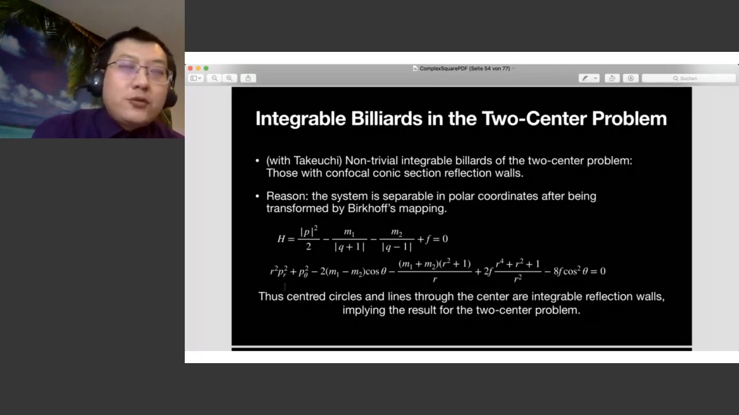Simply because if we reflect against one of these coordinates, then just p_r will be sent to minus p_r, or p_theta will be sent to minus p_theta, essentially this type of stuff. So therefore clearly these separated Hamiltonians will be preserved, and then this Birkhoff mapping will send these centered circles and lines through the center precisely to confocal conic sections. Therefore, we get our result, which is again very simple.